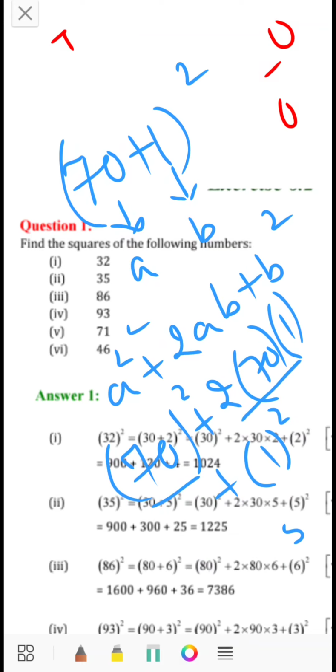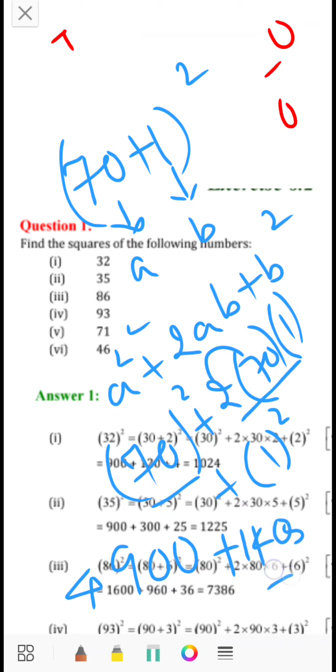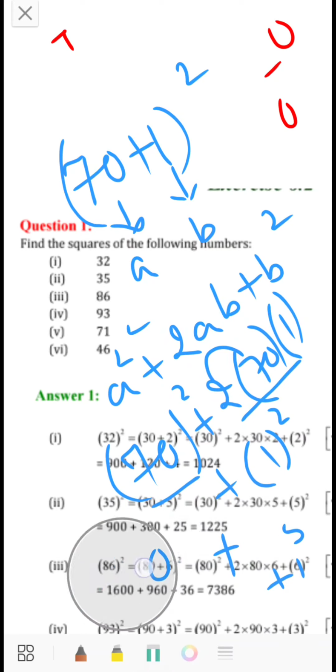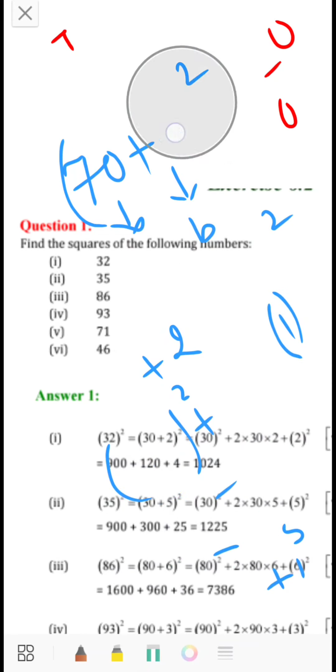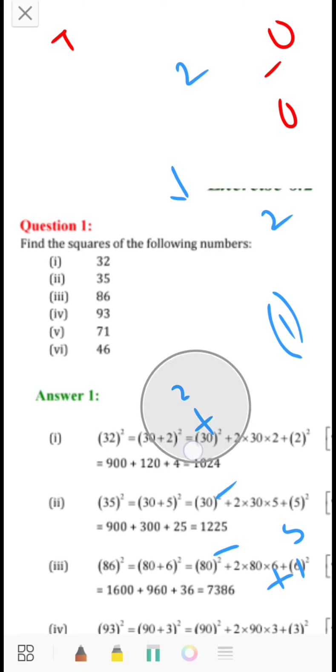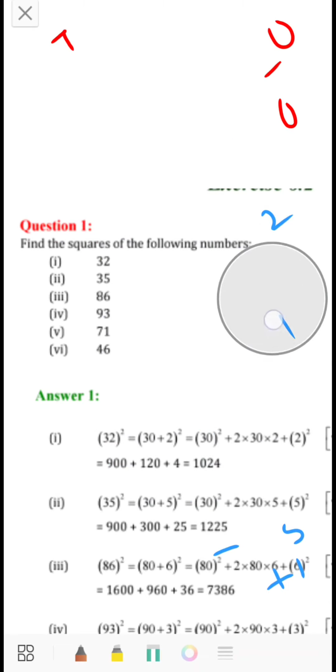So here, 70 square means 7 7s are 49, hence the square of 70 will be 4900, plus 2 7s are 14 and 1 0, so 140, plus 1. Simply add them, you will get the answer. So this is how you can solve question 1.